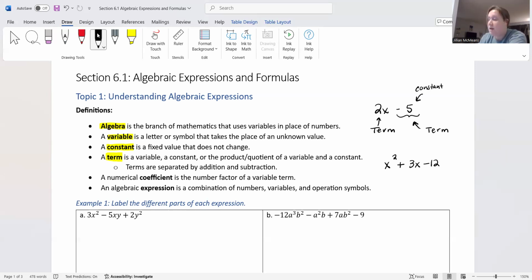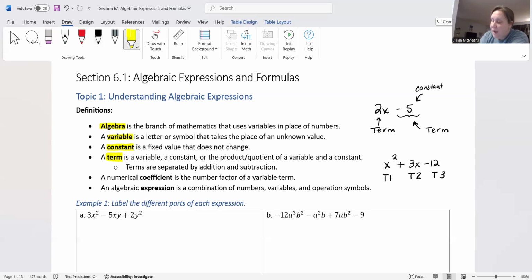This expression right here has three terms. So this is term 1, this is term 2, this is term 3. The first term, x squared, is positive because there's nothing in front of it. The second term, 3x, is positive because there's a plus sign in front of it. And the third term, 12, is negative because there's a minus in front of it. Okay, so those are your terms.